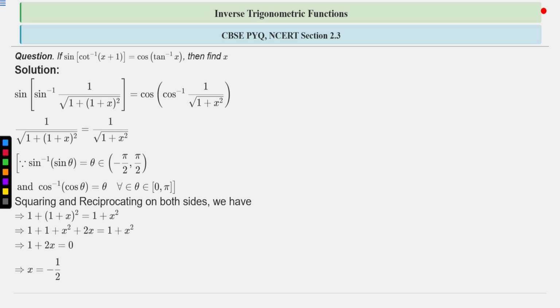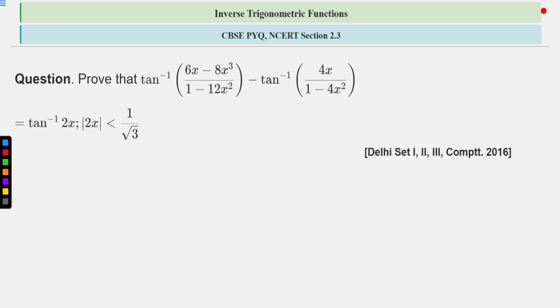Clear? Okay, let's move to the next question. Next question is we have to prove that tan inverse (6x minus 8x cube upon 1 minus 12x square) minus tan inverse (4x upon 1 minus 4x square) should be equal to tan inverse 2x when absolute value of 2x is less than 1 by root 3. Clear? So how can we approach this question?